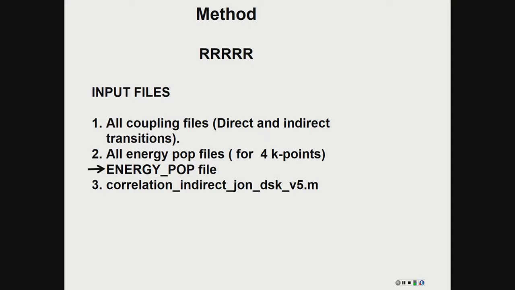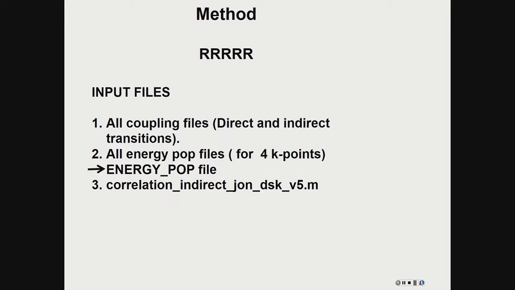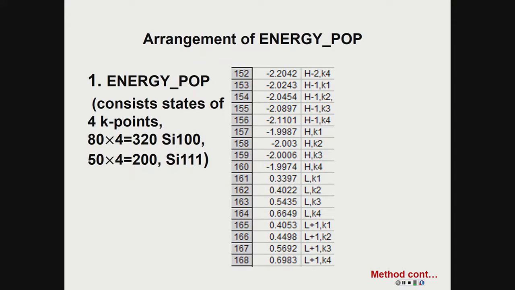So there are 2 names here. And now, actually, this one should be number 2. So this file consists, for each K point, we are interested in 80 orbitals. Since we are considering 4 K points, there are 320 orbitals. This is for silicon 100.